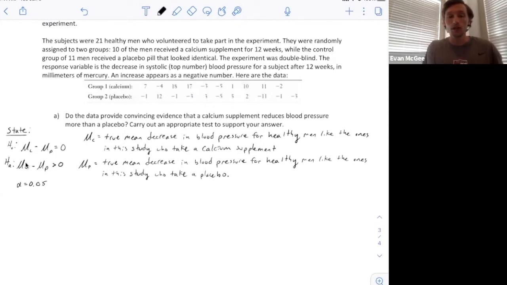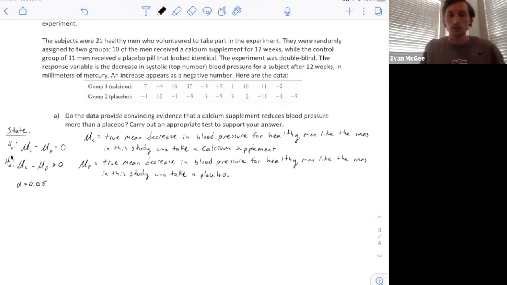We want to prove that this first value is larger. So we want it to be greater than 0. We want the difference to be greater than 0, meaning that the blood pressure is higher. The increase is higher for those who took the calcium pill. And remember that an increase appears as a negative number because if their blood pressure gets higher, like for this person here, their blood pressure actually increased by 4, which is going against what the experiment is trying to determine if there is a relationship.